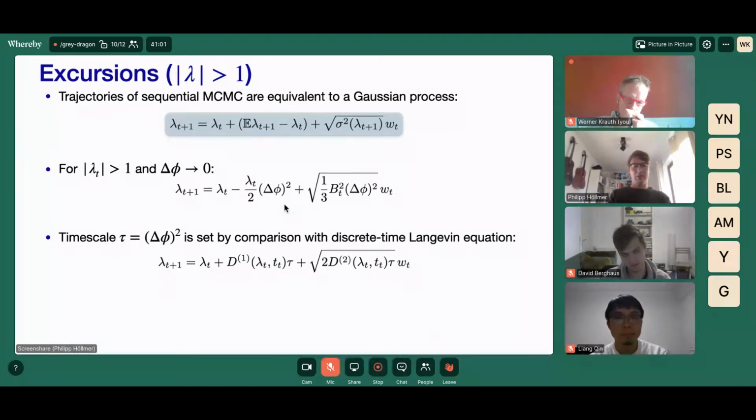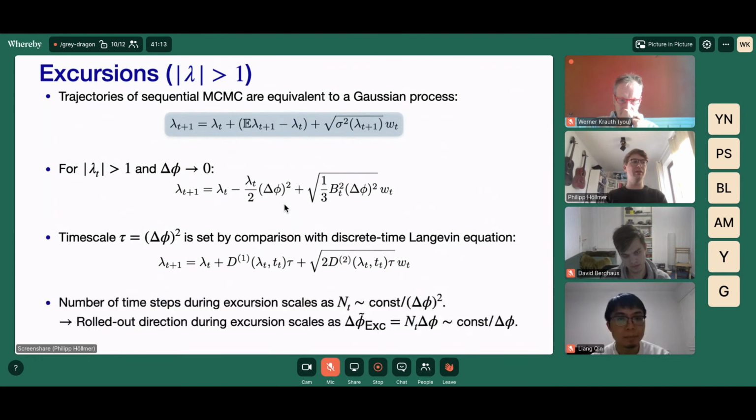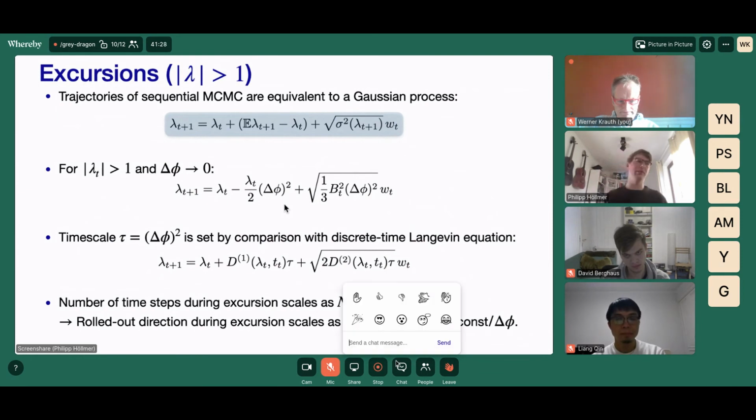Why is this interesting? Because this comparison with the Langevin equation allows us to set a time scale. If we compare these two equations, you can see that I only need to set tau equal to delta phi squared to have a similar form. And from this time scale, we can conclude that the number of time steps during this excursion scales as some constant over delta phi squared. And of course, you can also conclude that the dynamics of the impact parameter on this excursion follows the Langevin equation. So it will have this diffusive random walk.